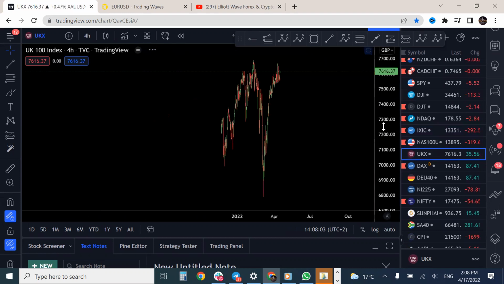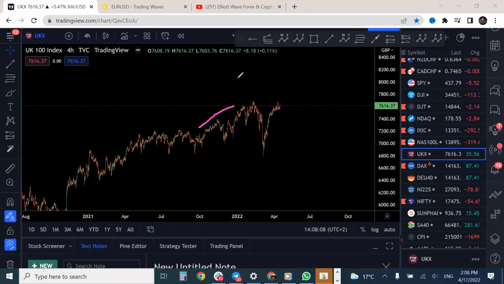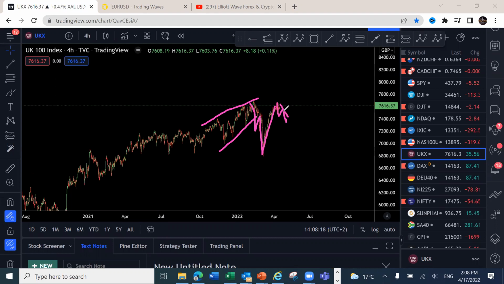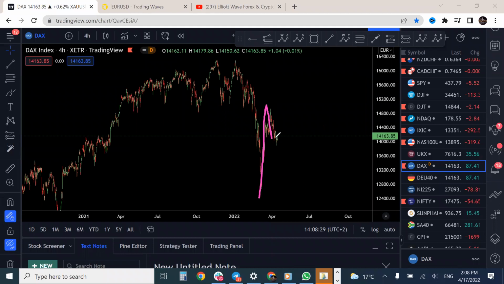UK 100, so the UK 100 is still playing out pretty nicely after breaking out of this ending diagonal here. It came down here in 3 waves. We've now made an impulsive move here. So if we're going to get a pullback or a corrective structure, that will be for the UK 100 to continue pushing to the upside. The DAX as well has pulled back, but look out for this for the DAX this week. It should be a bullish move here. We could be getting a move to the upside there on the DAX.